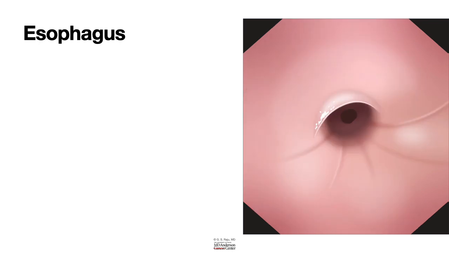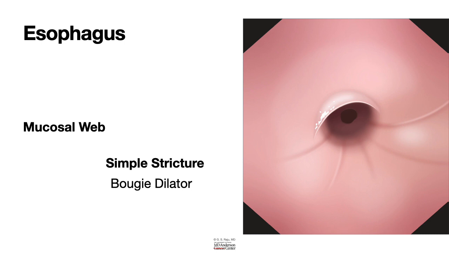Here you see a mucosal web. Again, you can see the whole esophagus down below. The mucosal web is short, and this is a short stricture, otherwise known as a simple stricture, and you could dilate with a bougie dilator. Again, you could do this with a non-wire guided bougie dilation. So we've learned about simple strictures. Simple strictures are short strictures, and the opening is not too tight, and you can actually see through.